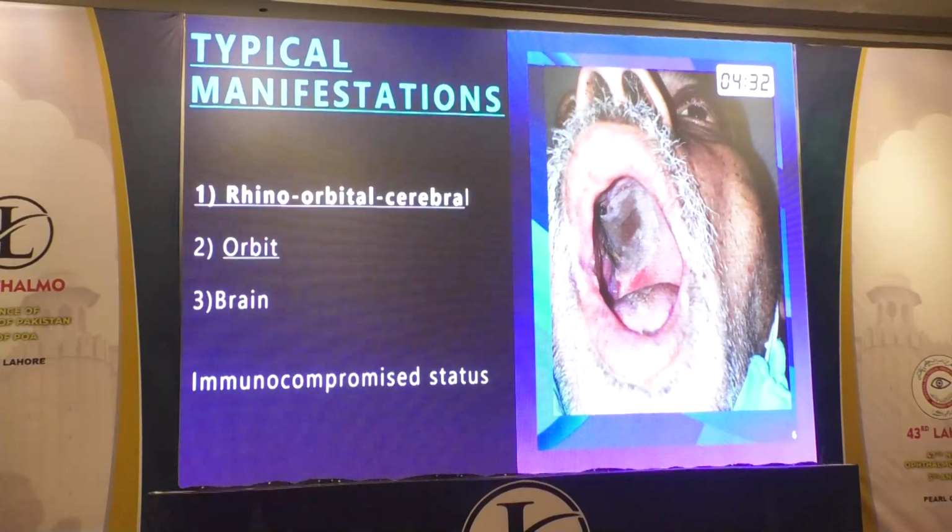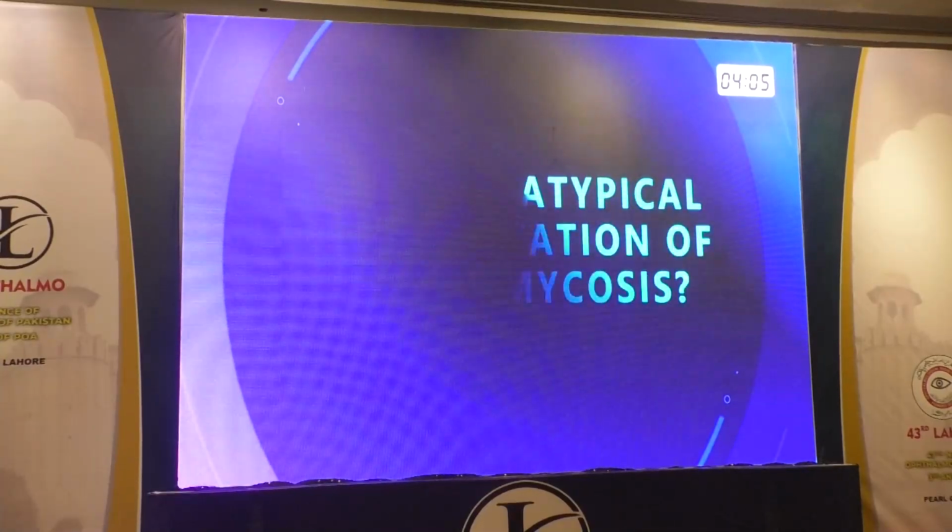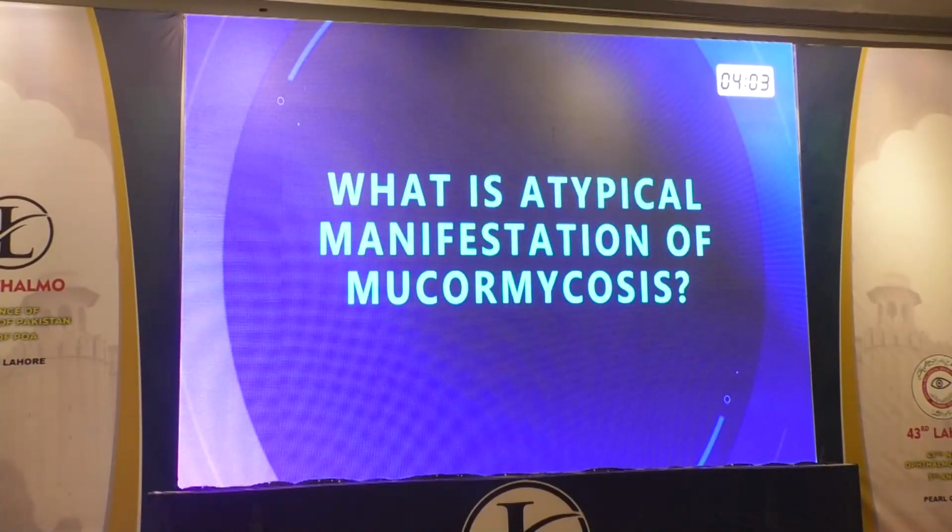So what are its typical features? Mucormycosis normally presents in immunocompromised individuals, and the most common presentation is rhino-orbital cerebral disease, where the fungus invades the sinus or nasal cavity, and from there enters the orbit, causing proptosis, ophthalmoplegia, optic nerve compression, and then entering the brain, causing cavernous sinus thrombosis or stroke.